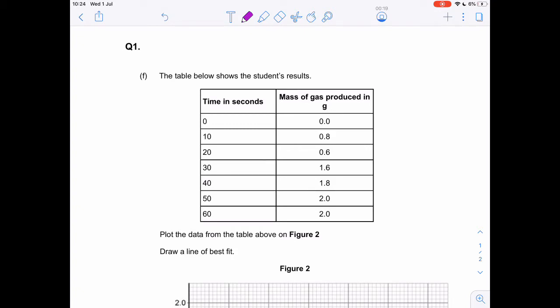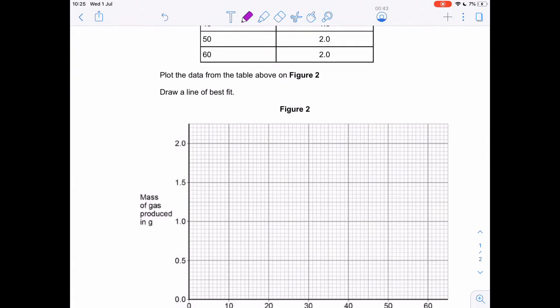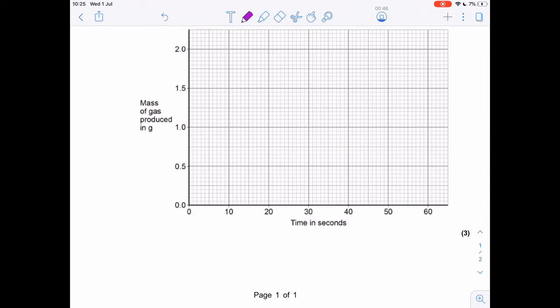I've taken this straight from an exam paper that's previously been shown to me, and it says the table below shows the students' results. It's got time in seconds going up in 10 seconds at a time, and then you've got your mass of gas produced in grams on the right hand side. And then the question says plot the data from the table above on figure 2 and draw a line of best fit, and you're going to get 3 marks for that, or that's the maximum you can get. So we're going to get 3 marks, that's the plan.